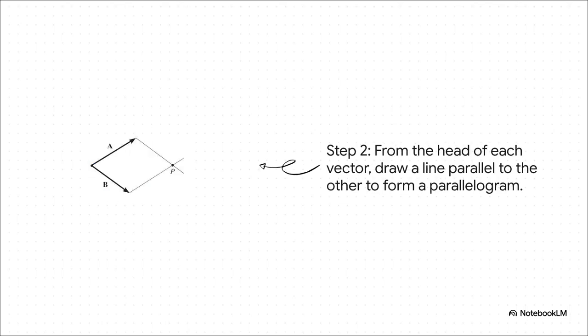Okay, now for step 2, we're going to build the parallelogram. It's easy. From the tip of the arrow for force P, you just sketch a line that's perfectly parallel to force Q. Then you do the opposite. From the tip of Q, draw a line that's parallel to P. See where they cross? Boom! You've just made your parallelogram.